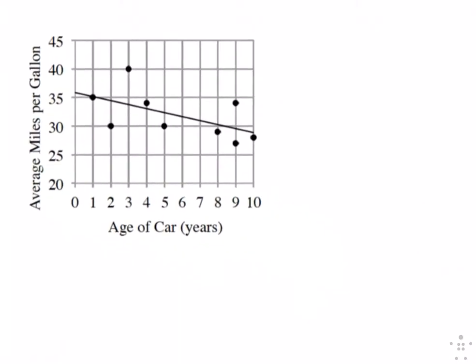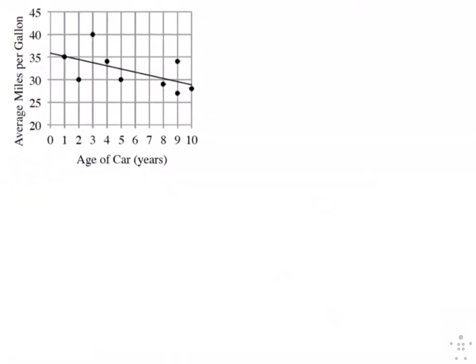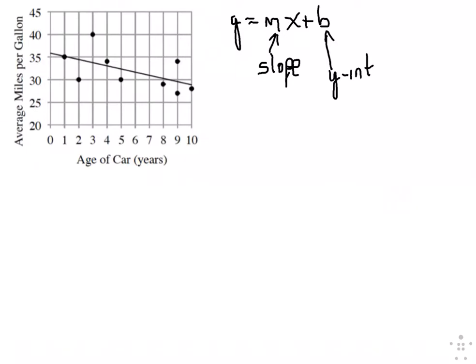So let me make some space here. And remember, y equals mx plus b is slope-intercept form. M is the slope, and b is the y-intercept. So we can look on our graph to find the y-intercept. Right there is the y-intercept. So I'd say that's 36.